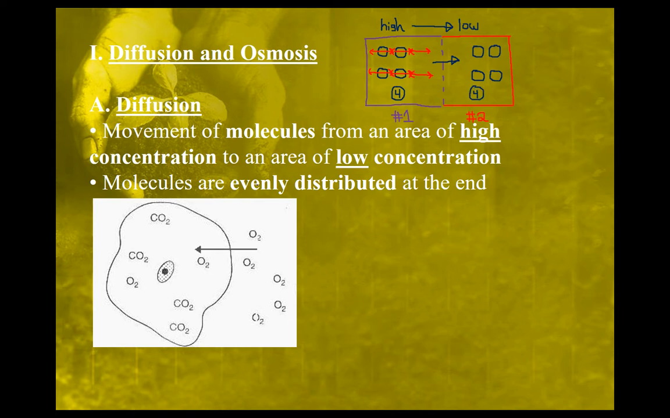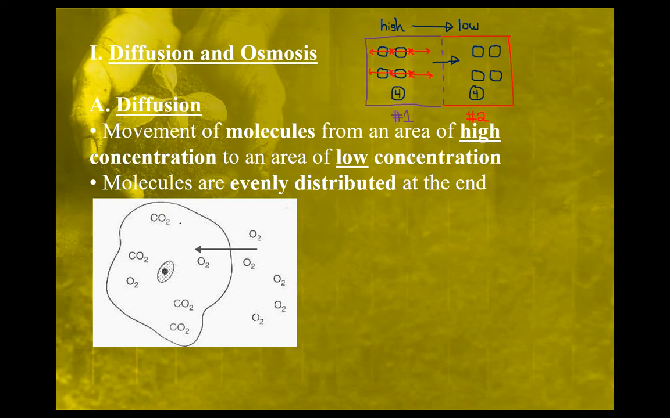Okay, so that's what diffusion is, the movement of molecules from a high to low concentration area, and it'll keep happening until there's an even distribution at the end. Again, that is assuming that the two areas we're looking at are the same volume. There's the same amount of space in each of them.